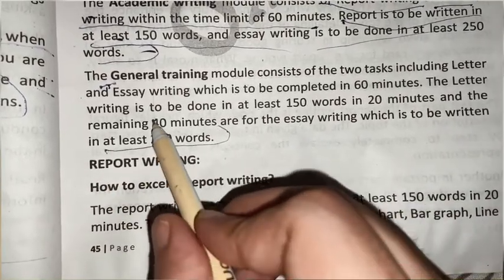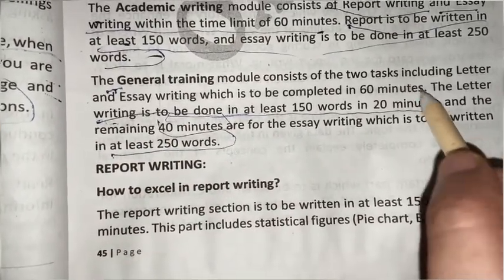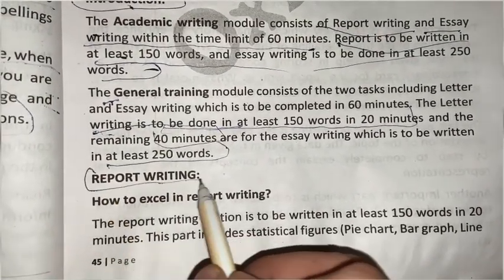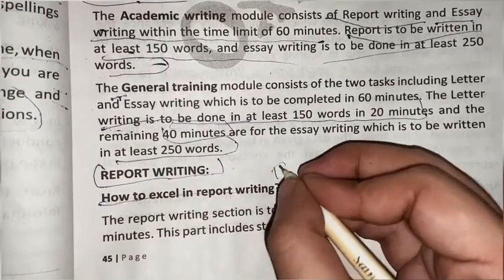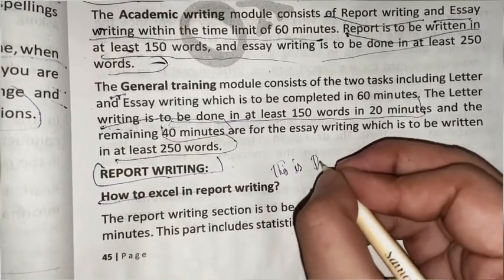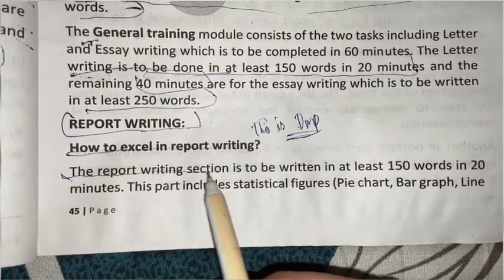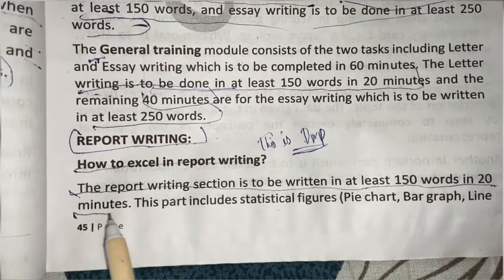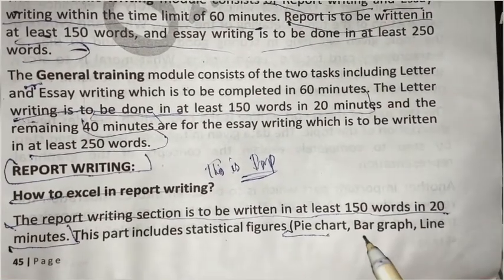Now we are going to discuss report writing, that is, how to excel in report writing. The report writing section is to be written in at least 150 words in 20 minutes. This part includes statistical information. We need to discuss it as it is a very important part of the IELTS exam, and it covers a huge part of the band score. This part uses statistical figures like pie charts, bar graphs and line graphs. So we must discuss this part.